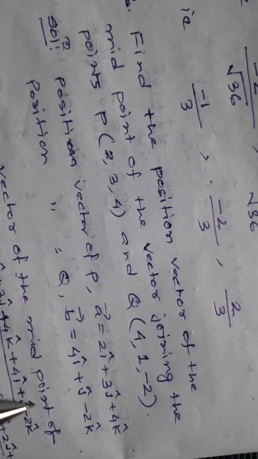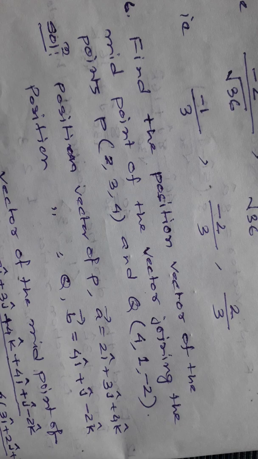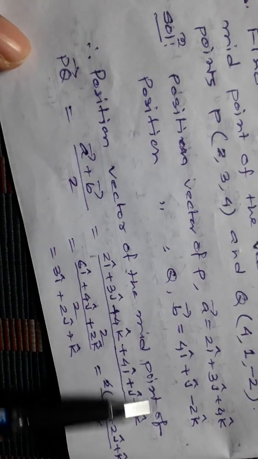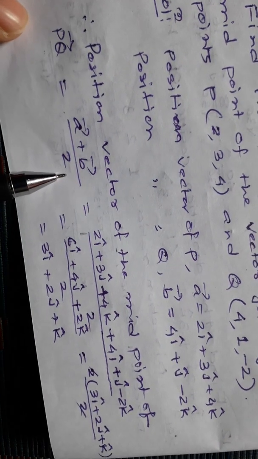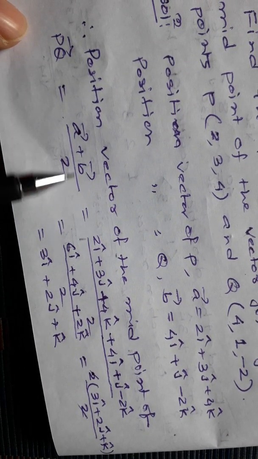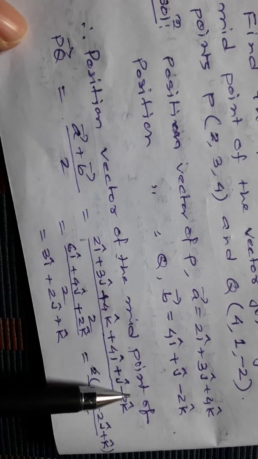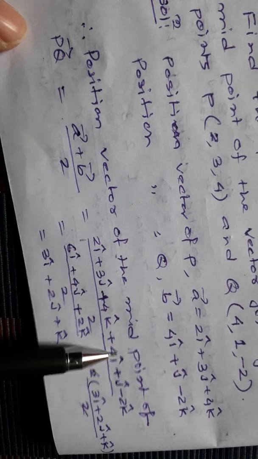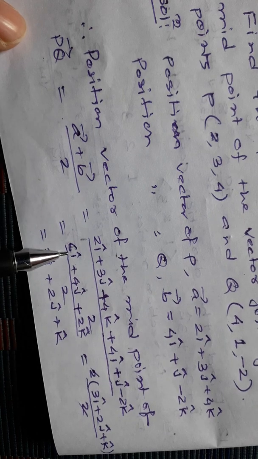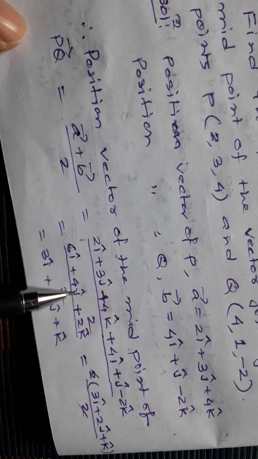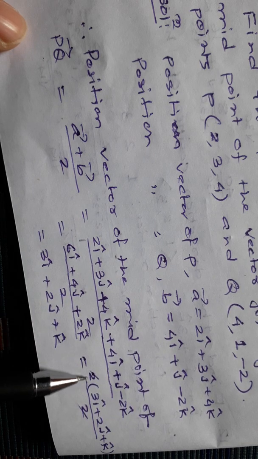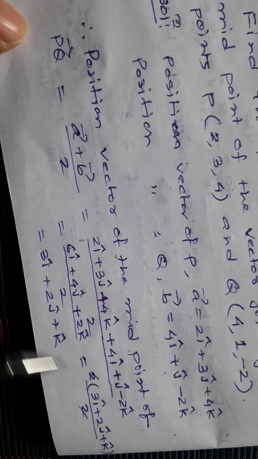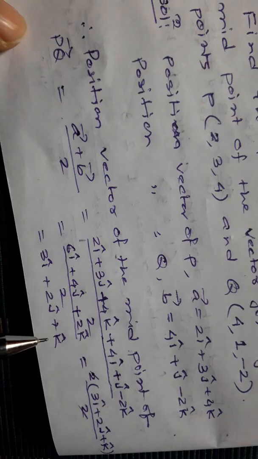Then the position vector of the midpoint of PQ is equal to a plus b divided by 2. Midpoint formula. So substitute the vectors a and b. Add 2i plus 4i is 6i. 3j plus j is 4j. Plus 4k minus 2k is 2k. We have taken out 2 common. 2 cut. So we have got 3i plus 2j plus k.